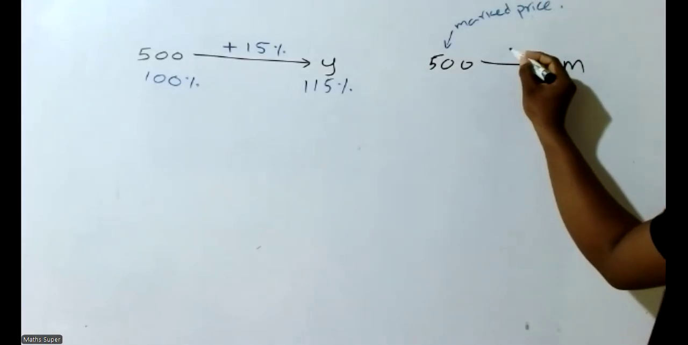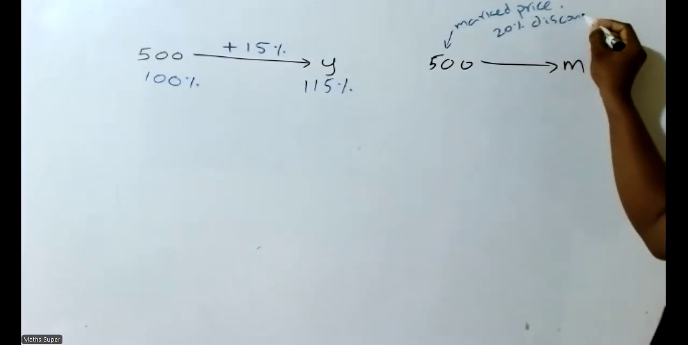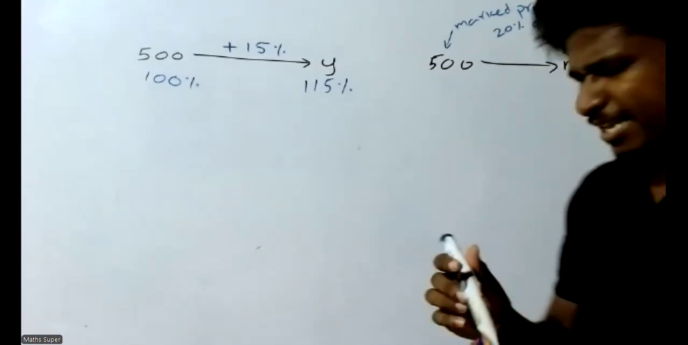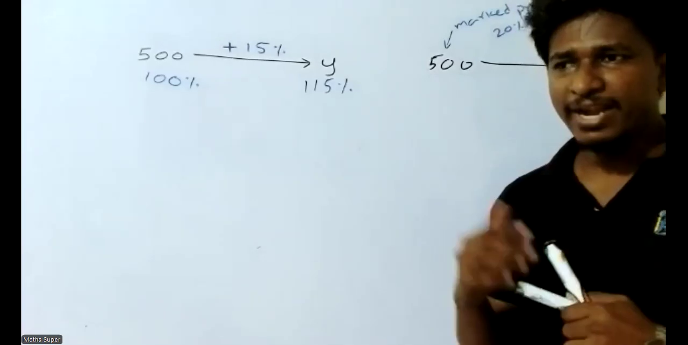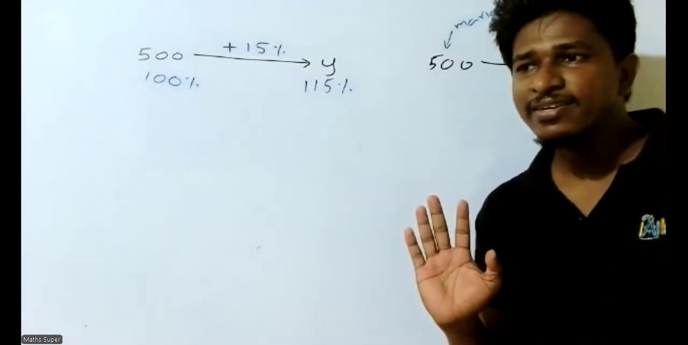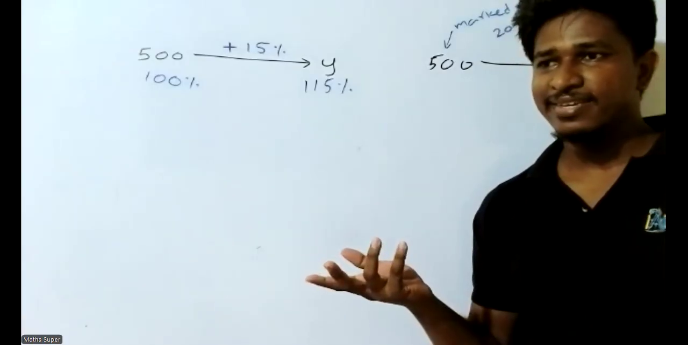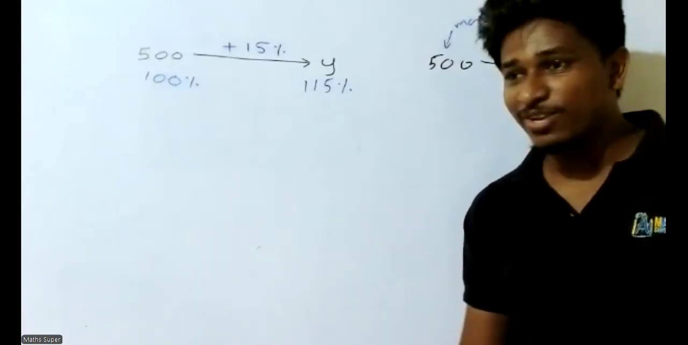So 20% discount. How do we do that? Is that discount good for the vendor? No, never. Discount is not good for the vendor, no? So he's getting some kind of loss like that. Actually, they are not getting a loss, okay?